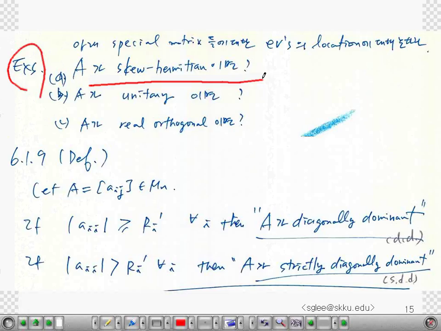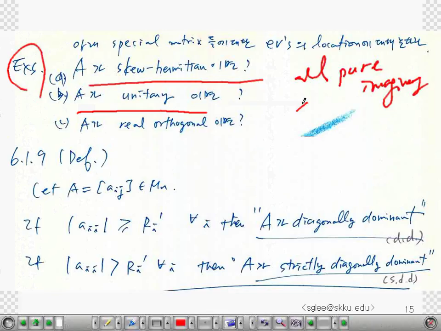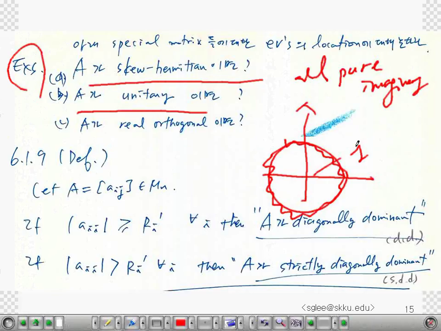What about the skew Hermitian matrix? What are the eigenvalues of this? Where are those eigenvalues located? These are all pure imaginary, isn't it? Hermitian matrices have all real eigenvalues. Skew Hermitian, all eigenvalues are pure imaginary. What about if it's a unitary matrix? Eigenvalues are all on the unit circle. What about real orthogonal?